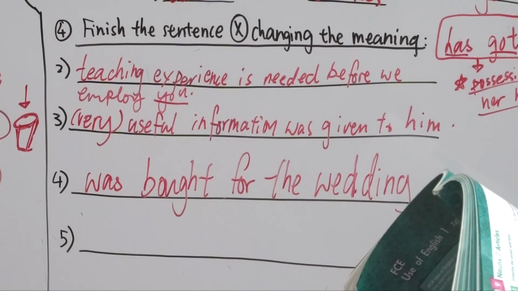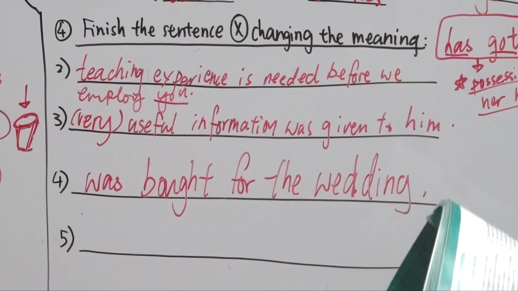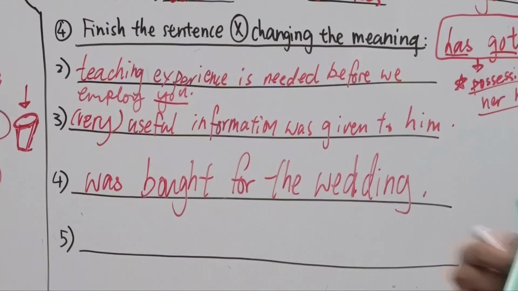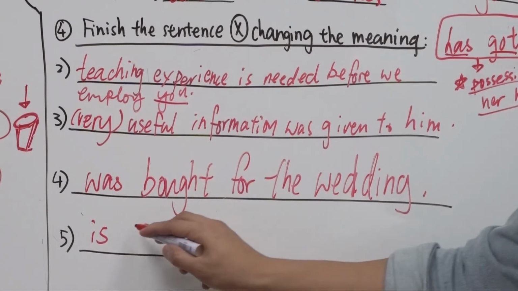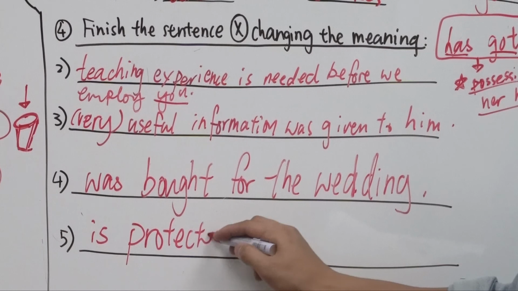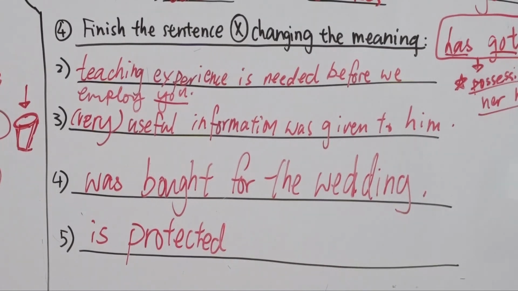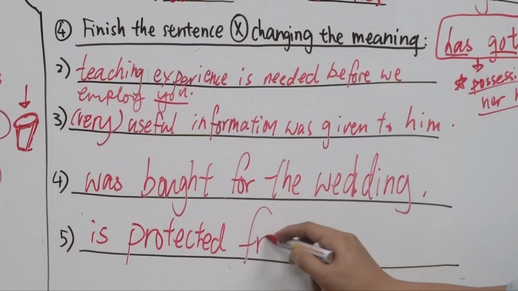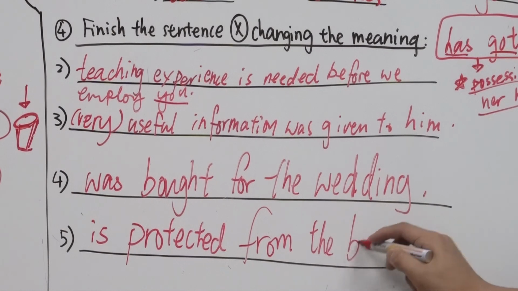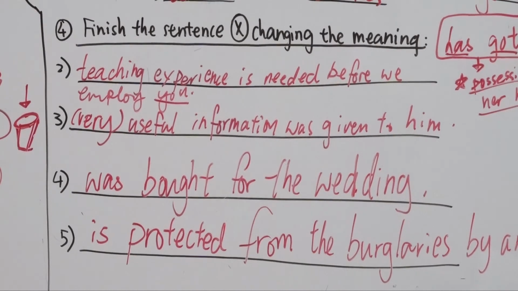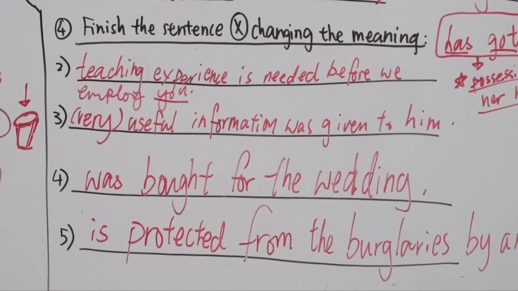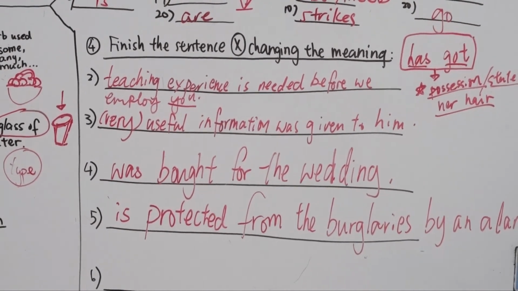So instead of "an alarm protects this shop from the burglar," this shop is what? Is protected. Very good. Is protected. It's protected. What do you think? Protected from, okay? By an alarm, okay? Protected from the burglaries by an alarm.